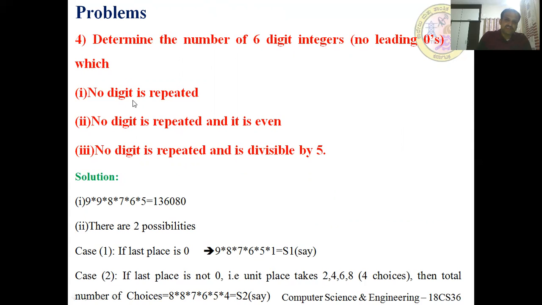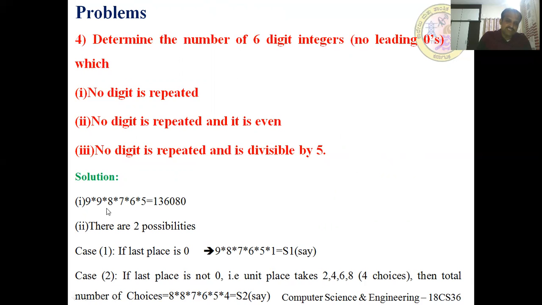Then let us answer the first sub question. No digit is repeated. Since we have 6 positions to be filled, the first position need not start with 0 here. If I say a 6-digit number, we can form the number by using the digits from 0 to 9: 0, 1, 2, 3, 4, 5, 6, 7, 8, 9. There are totally 10 digits. Out of that, we have 6 positions to be filled because it is a 6-digit integer.